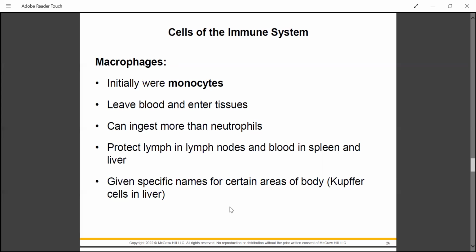You can kind of ignore this last bullet here. It's just saying that we call our macrophages different names depending on where they are. So for example, the macrophages in the liver are known as Kupffer cells, but they're still macrophages.